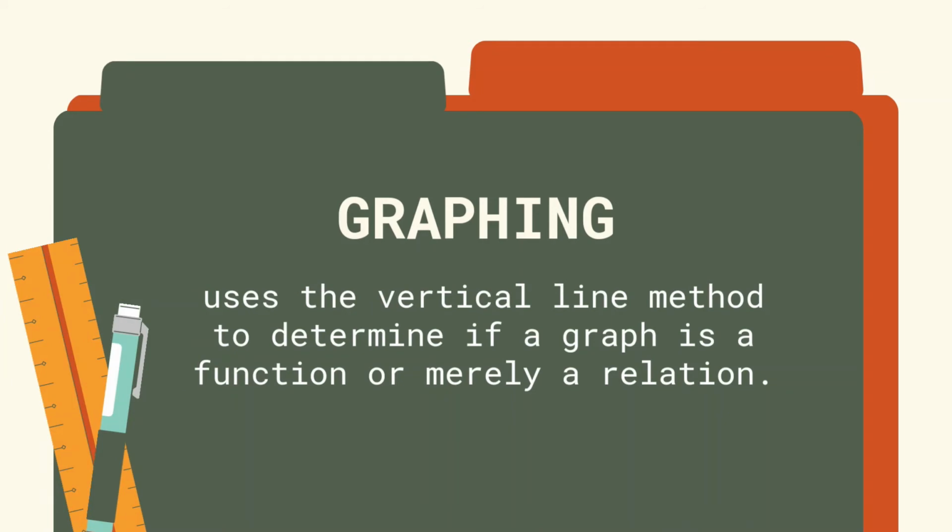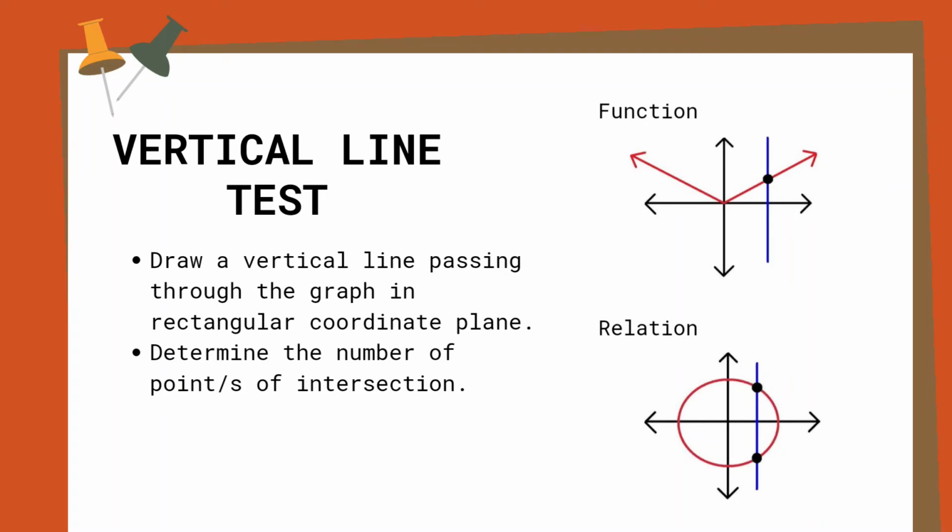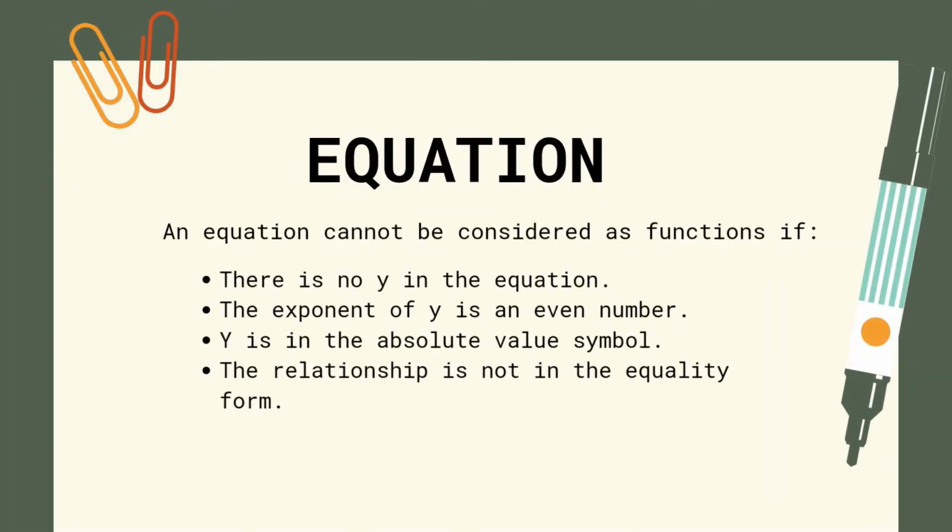This uses the vertical line method to determine if a graph is a function or merely a relation. To apply the vertical line test, we need to draw a vertical line passing through the graph in the rectangular coordinate plane and determine the number of points of intersection between the graph and the vertical line. To know if it's a function or not, if there is only one point of intersection between the graph and the vertical line, then the graph is a graph of a function. But if there is more than one point of intersection between the graph and the vertical line, then the graph is just a relation.